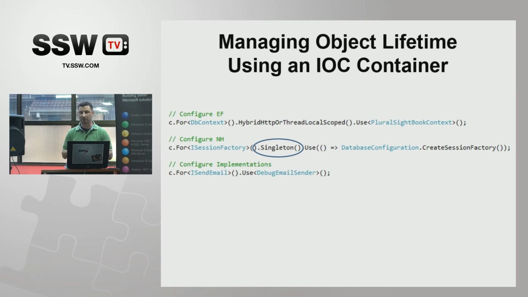Ninject and Unity, I assume, have similar ways of doing these same sorts of things. What was the name of this one? I didn't say that on there, did I? This is Structure Map. Structure Map. Yep. I didn't say it on the slide, sorry.